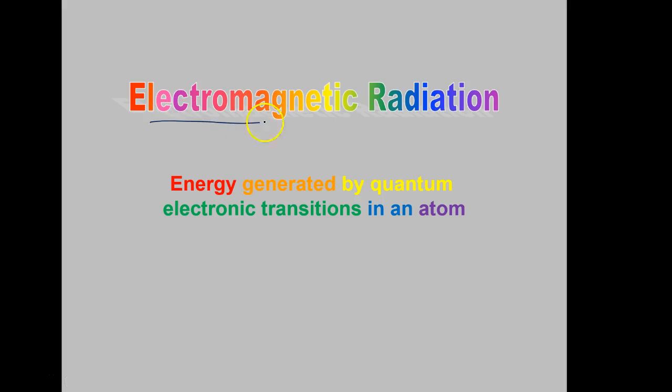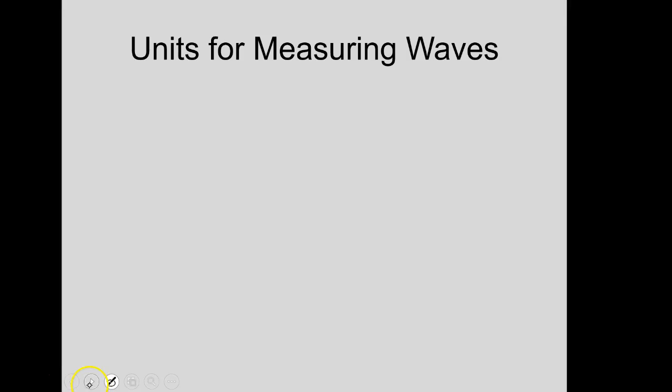We're going to talk about something called electromagnetic radiation, and most people hear the word radiation and they kind of panic a little bit. But electromagnetic radiation is energy that is generated by a quantum electronic transition in an atom. It means the electrons are moving around. And there are a lot of different forms of radiation.